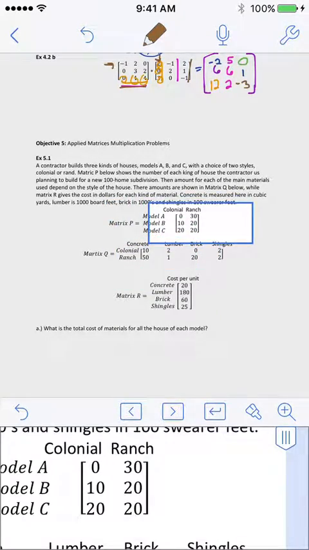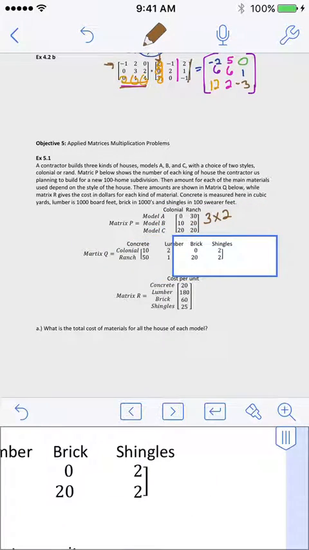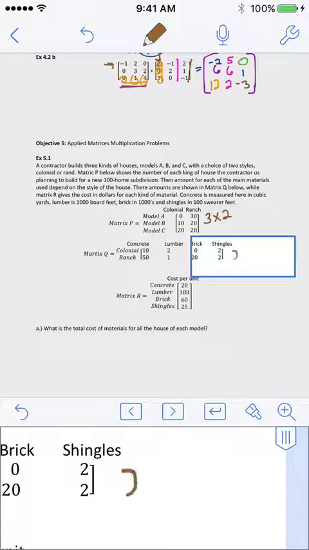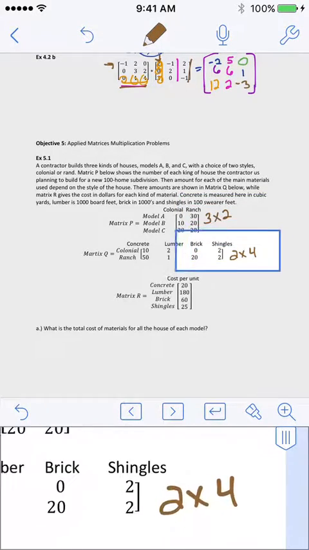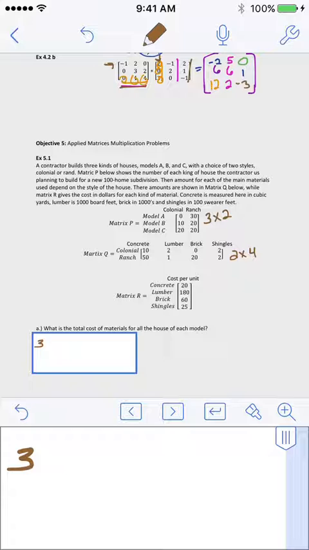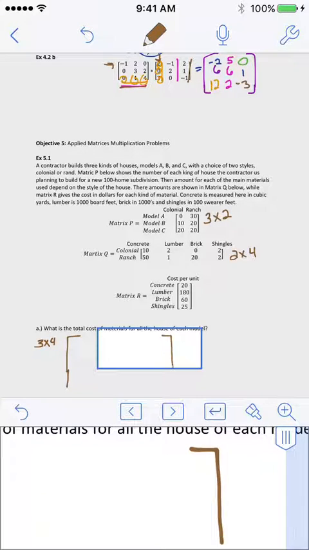Here we've got P. P is a 2 by 3, right? I'm so sorry, it's not a 2 by 3, it's a 3 by 2. Right, sorry, rows by columns. You've got 3 rows times 2 columns. And then here in Q, you've got 2 rows by 4 columns, right? So we've got a 3 by 2 and a 2 by 4. The middles match. We're going to end up getting a 3 by 4. So let's go ahead and do that. So we'll get a nice big matrix of a 3 by 4.